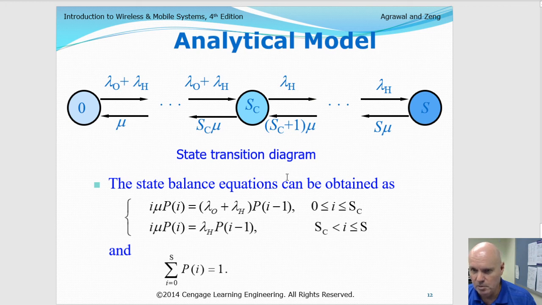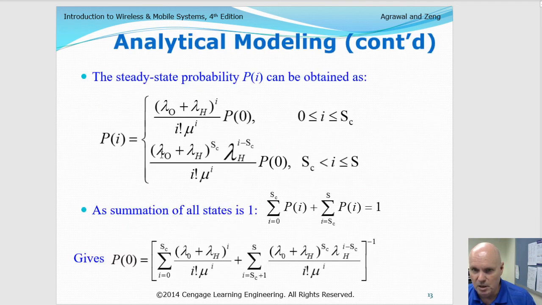Okay. So the transition diagram changes a little bit. We get different equations depending on whether it's one of our first SC channels or one of our channels reserved for handoffs only. Again, the sum of these probabilities has to equal 1, so we can use this to come up with an expression for PI in terms of P0. Again, two different expressions depending on whether I is between 0 and SC or between SC and S. We have the requirement that the sum of all these probabilities is equal to 1. So we can use that to solve for P of 0 and get this rather complicated looking expression down here at the bottom of the slide.